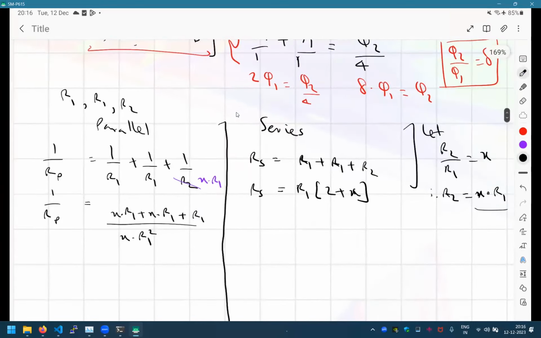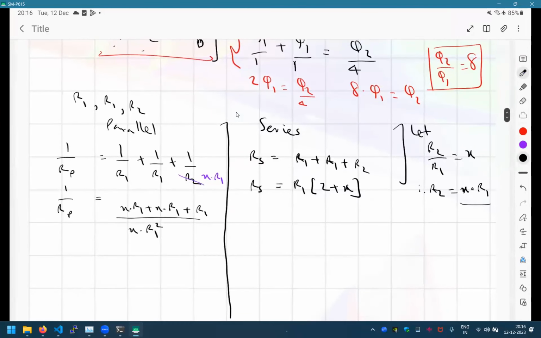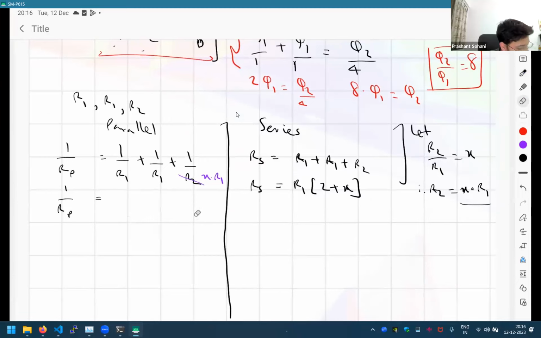So why square? Oh, sorry, I made a mistake here. Yeah, the LCM is simply x times R. So I want to get x plus 1, right? And so if I take the reciprocal, because I am interested in the parallel resistance, that will be x times R1 upon 2x plus 1.